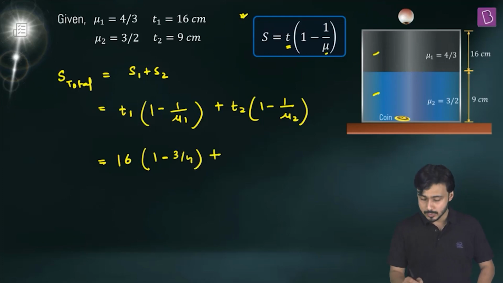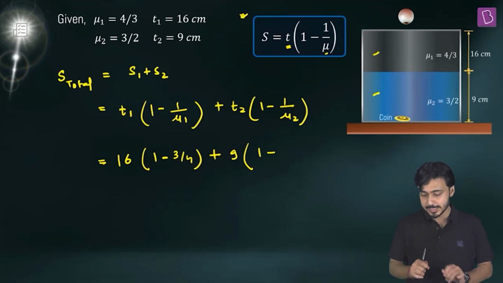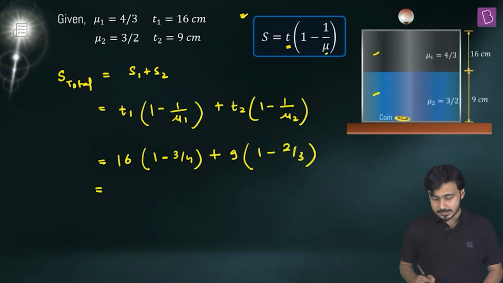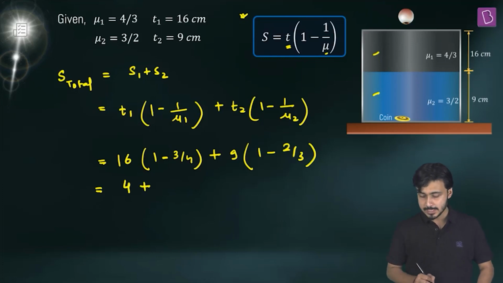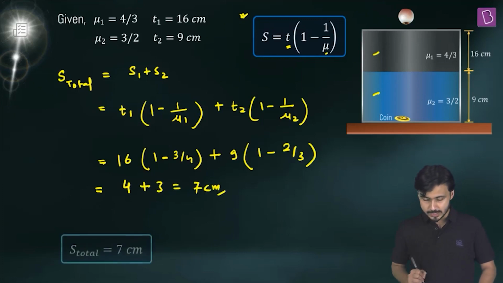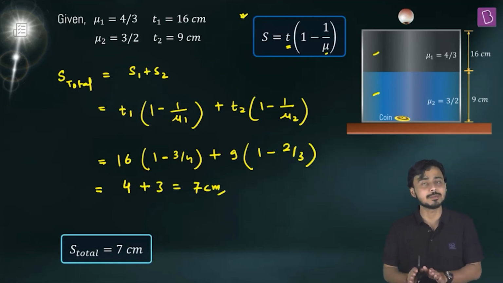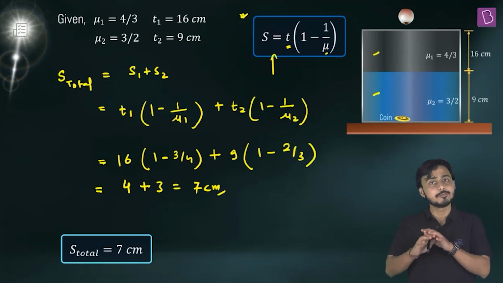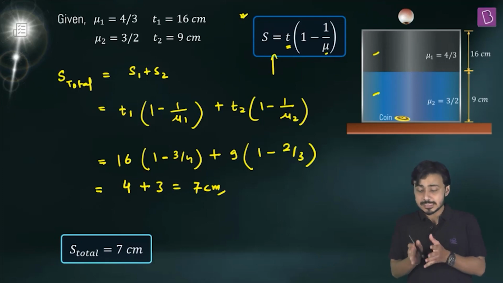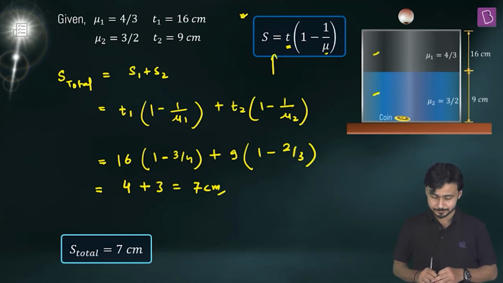Plus T2. What's T2? 9, into 1 minus 1 by mu2, which is 1 minus 1 by 3 by 2. That's 2 by 3, right? That comes out to be 4 plus 3, which comes out to be 7 centimeter. So you should understand that the total shift provided is 7 centimeter. That's absolutely correct using this formula, and I have no issues with that. That's a very good thing. You should remember this formula, but it is valid when the observer is in air, mu is equal to 1.